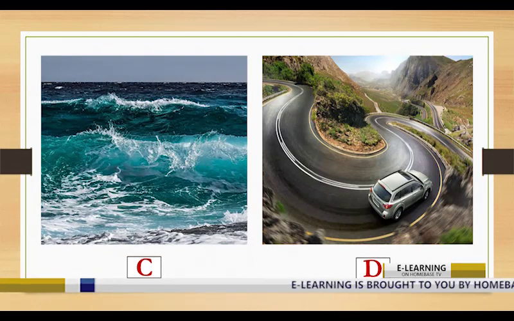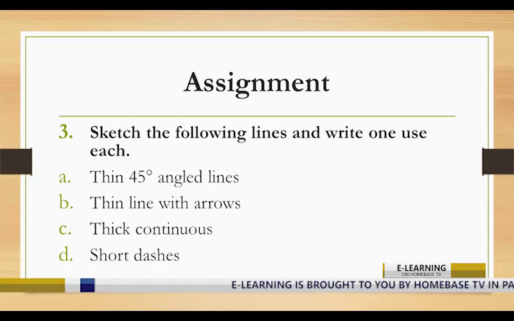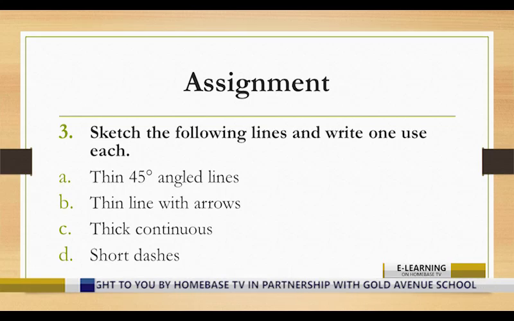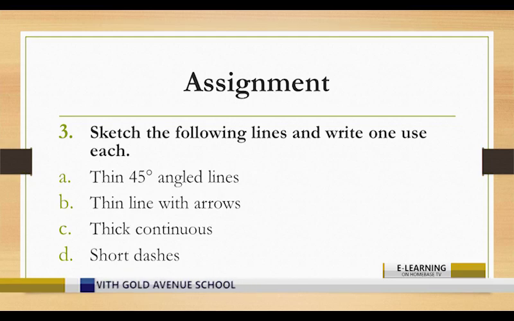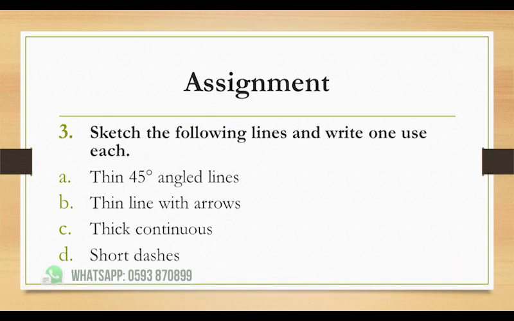Question number 3. Sketch the following lines and write one use each. A. Thin 45 angled lines. B. Thin line with arrows. C. Thick continuous lines. D. Short dashes.